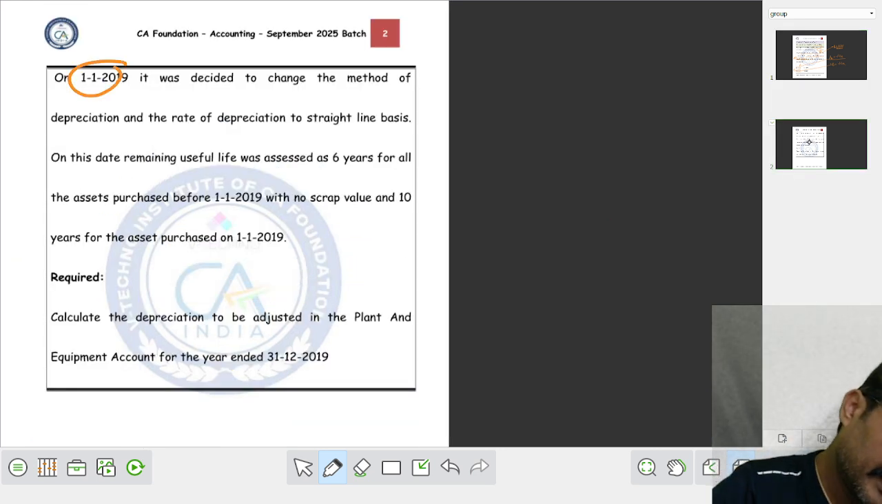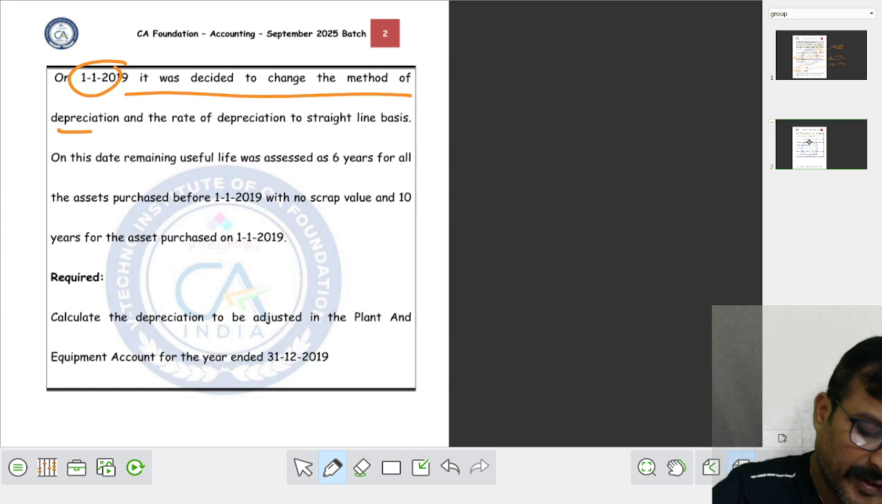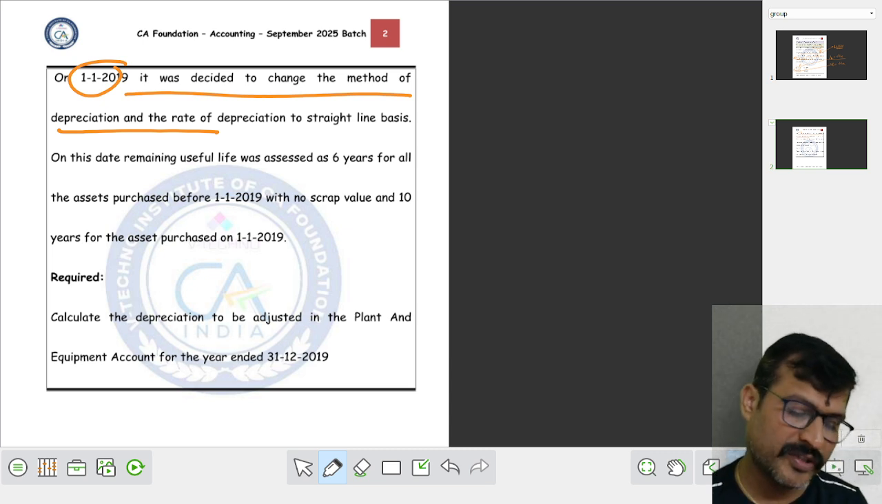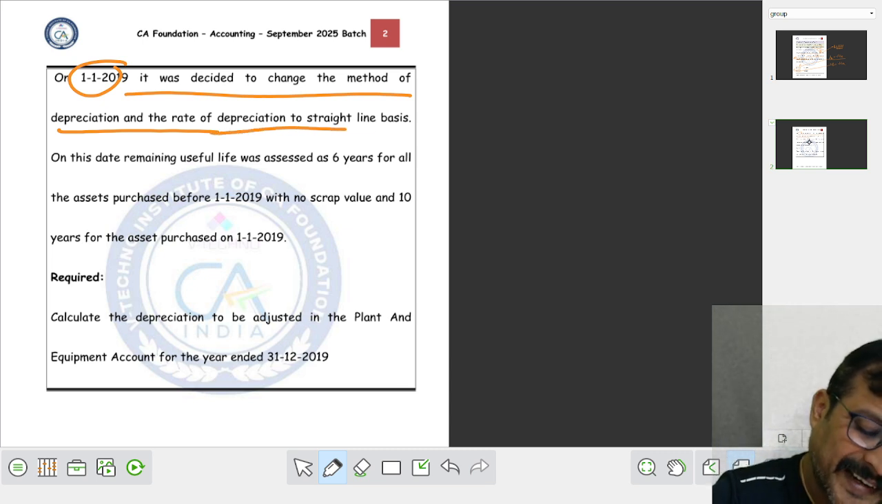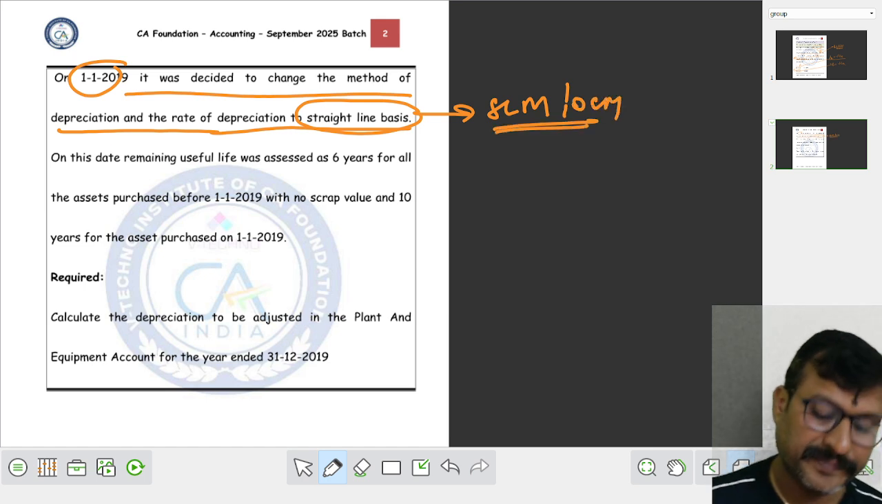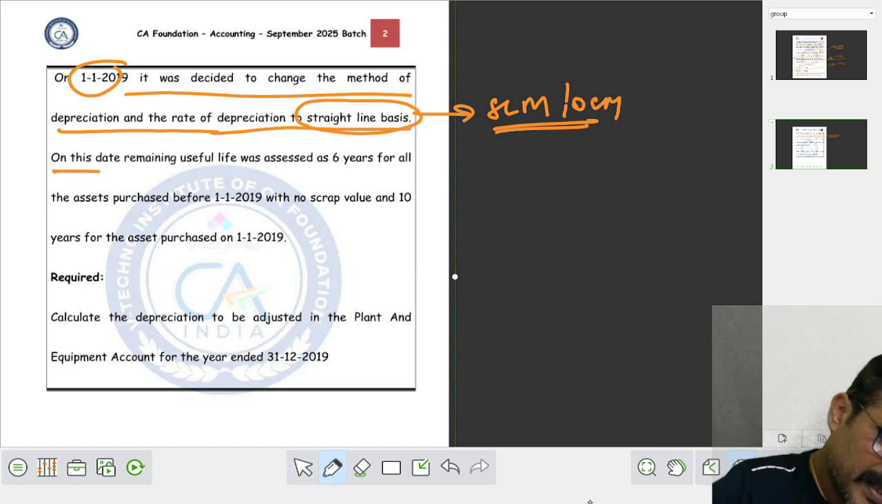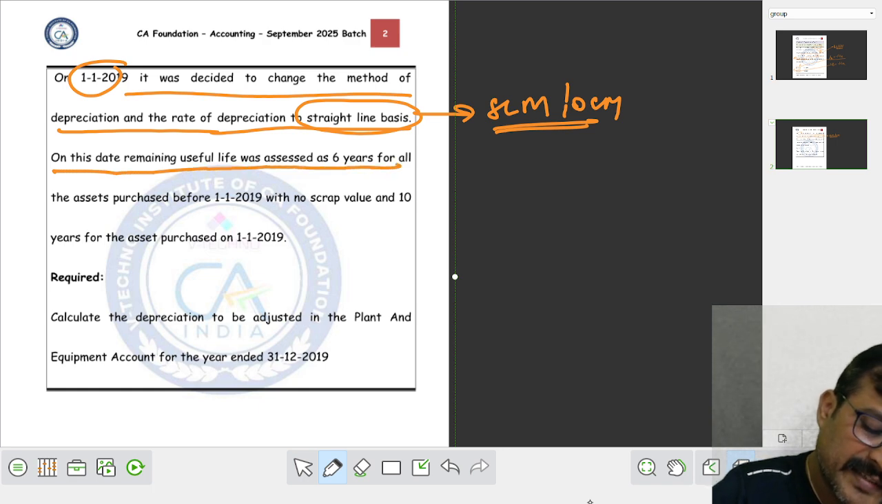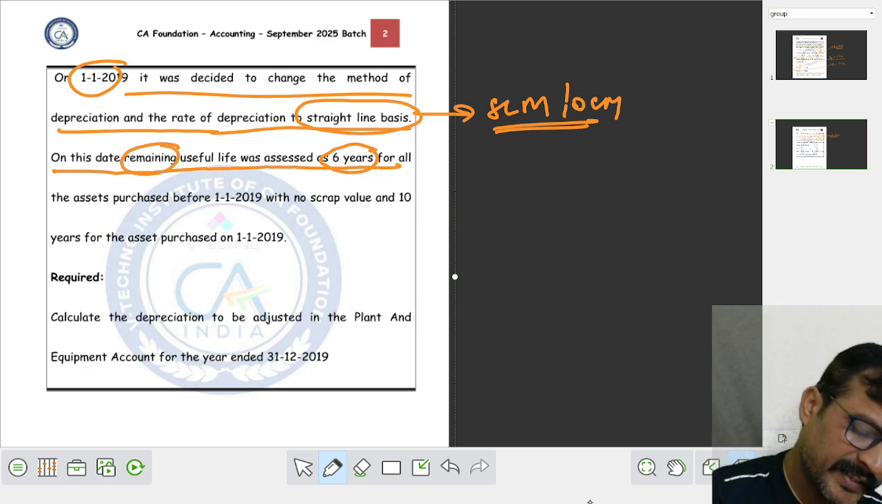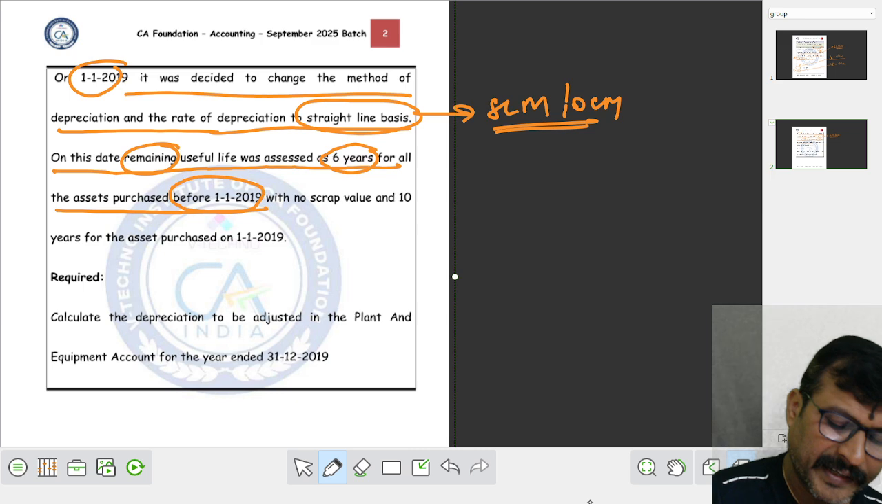On January 19, it was decided to change the method of depreciation. Now they have changed the method of depreciation to the straight line basis. What do you mean by straight line basis? The straight line method, also known as the OCM method. On this date, the remaining useful life is assessed as 6 years, for those assets which are purchased before January 19.